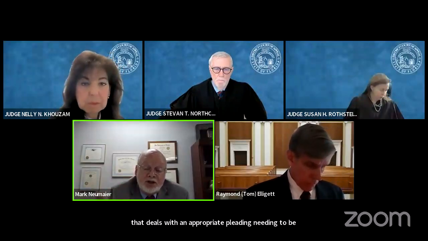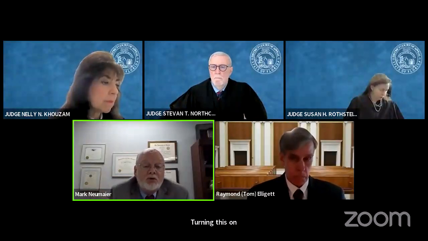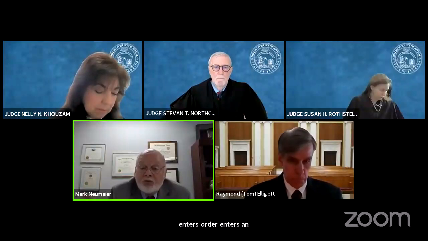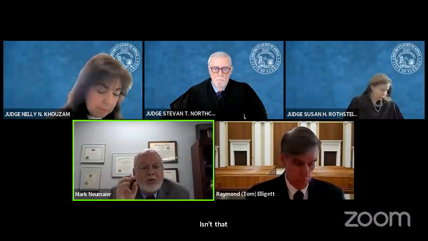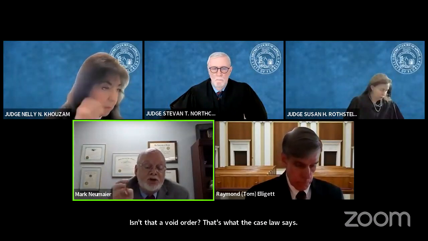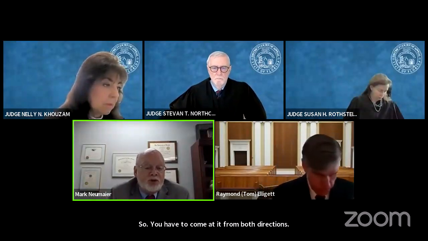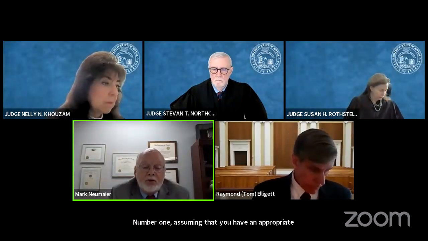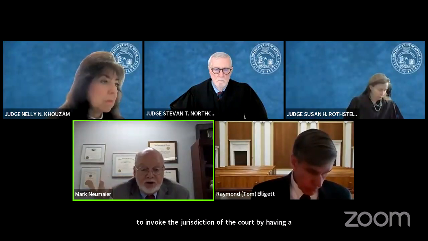Turning this on its head is like this. If the court enters an order that grants relief that was not requested, isn't that a void order? That's what the case law says. So you have to come at it from both directions. Number one, assuming that you have an appropriate jurisdictional field for the court, you have to invoke the jurisdiction of the court by having a pleading. A judge just can't do stuff on his own.